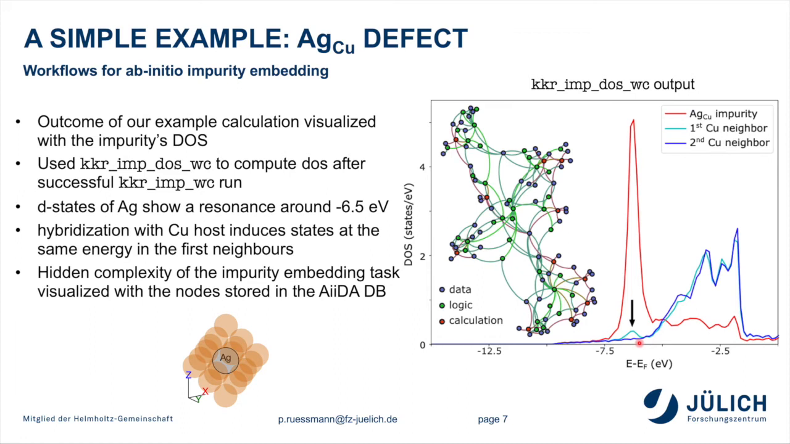To illustrate how complex the full calculation actually is, I put in here an export of the AiiDA graph that you find from the AiiDA database. Here, the different colors of the nodes are data nodes, which are, for example, the input structure or input and output dictionary nodes of calculations. Logical nodes, which are workflows or calc functions, and actual calculations like Voronoi, KKR host, and KKR imp calculations.